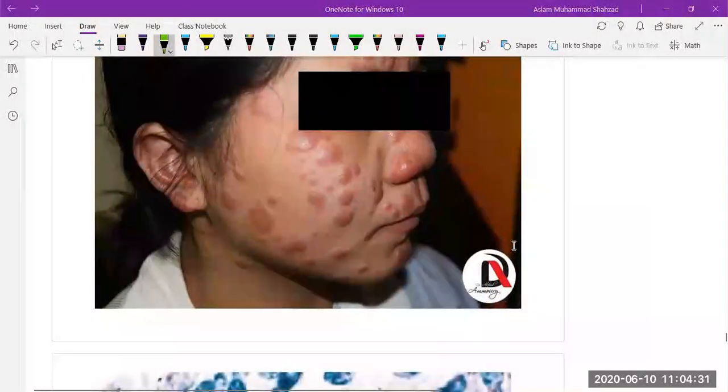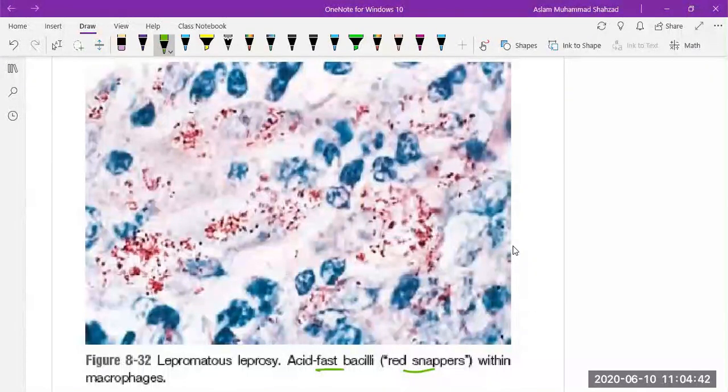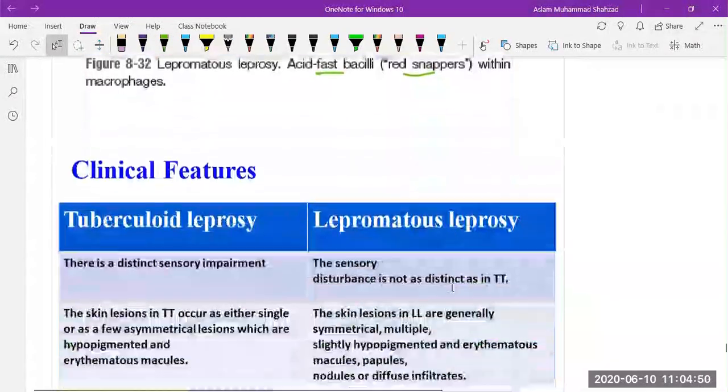This is a picture of how it looks. It can be identified using acid-fast bacilli, and you can see the red zones that diagnose the disease within the macrophages.